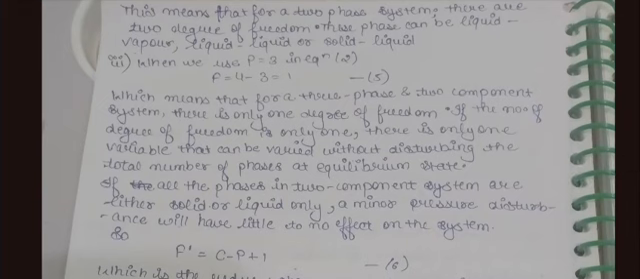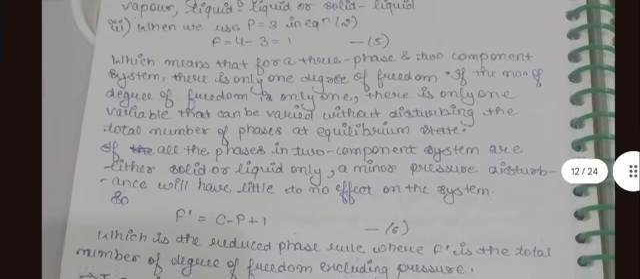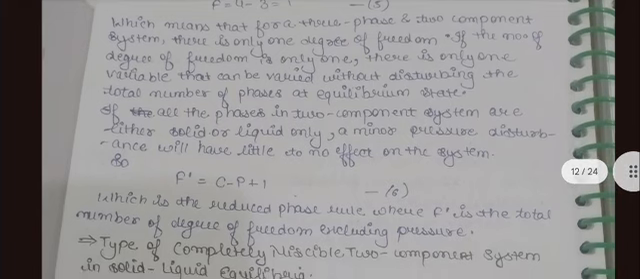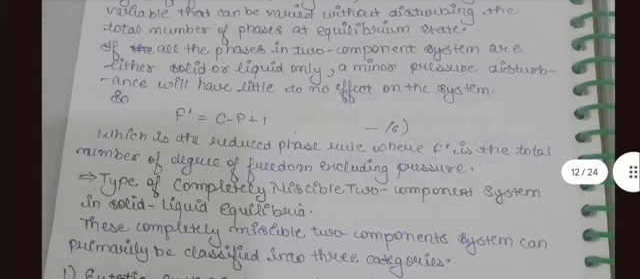These phases can be liquid-vapor, liquid-liquid or solid-liquid. When we use P is equal to 3 in equation 2, F is equal to 4 minus 3, which is equal to 1, which means that for a three-phase, two component system there is only 1 degree of freedom. If the number of degrees of freedom is only 1, there is only one variable that can be varied without disturbing the total number of phases at equilibrium. If all the phases in a two component system are either solid or liquid, only a minor pressure disturbance will have little to no effect on the system.